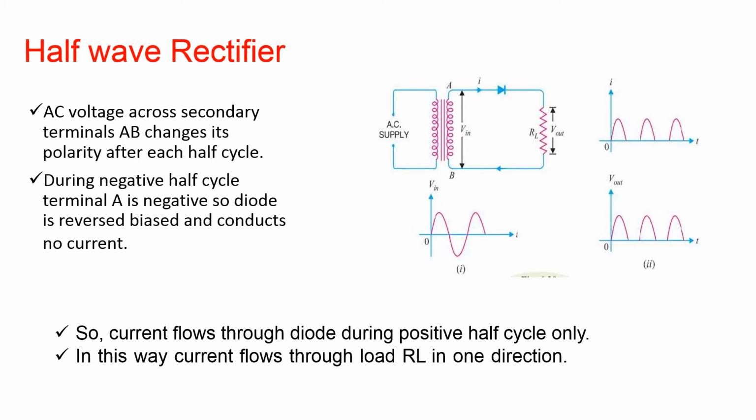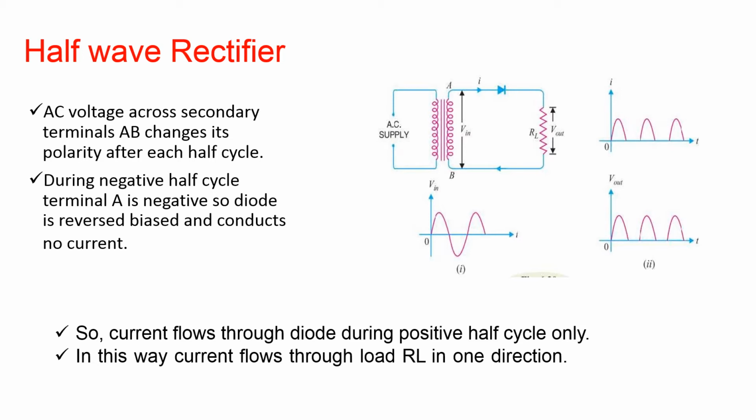So the diode will be what? A is negative, and this is the P section of the diode. So negative and positive will make it reverse biased. The diode will not conduct and you will not get any current. So current flows through the diode only during the positive half cycle.